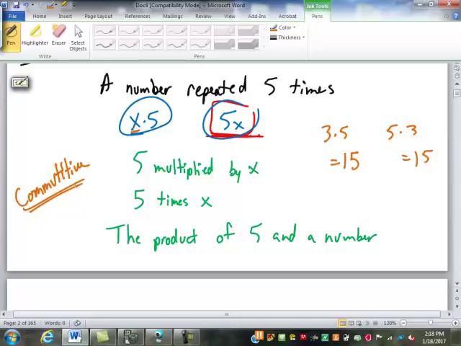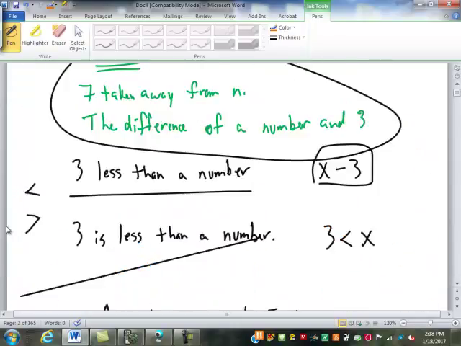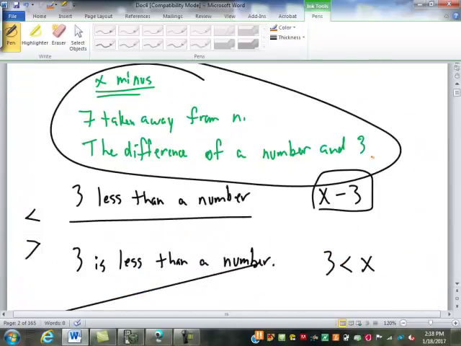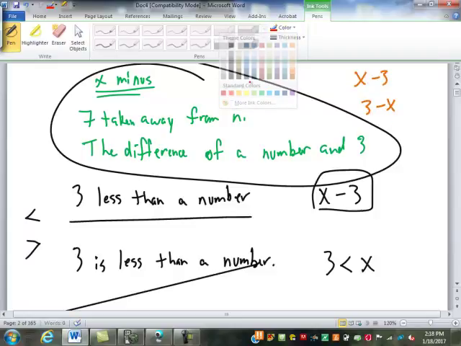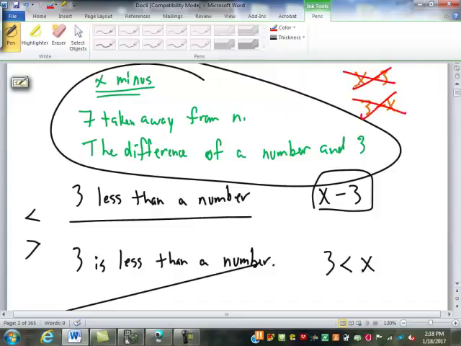So let's step back for just a second with our subtraction here. Is x minus 3 and 3 minus x the same thing? No, it's not. If we put a number in there for x, let's say we put in the number 5. 5 minus 3 and 3 minus 5 are two very different answers. One's a positive 2, one's a negative 2. So subtraction is not commutative.